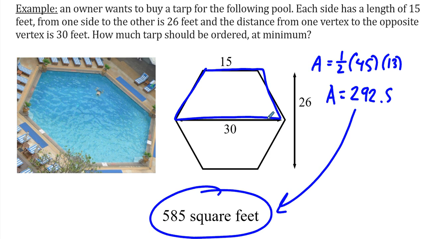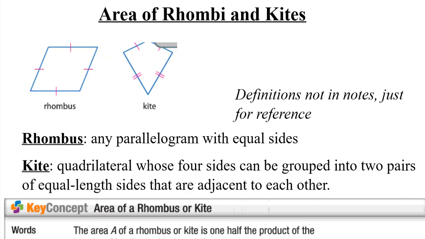Some of you might realize I could have just made the two trapezoids into a parallelogram and just done it with a parallelogram that has a base of 45 and a height of 13. And 45 times 13 would give you the 585.